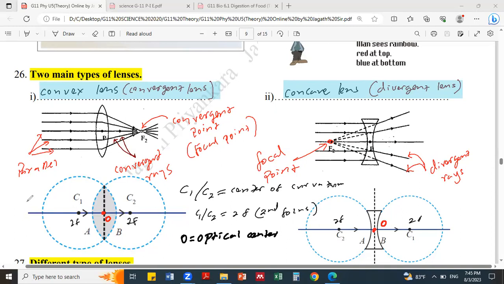And the line which joins C1 and C2, the centers of these two spheres, is known as the principal axis. Right? So these are the important points that you have to remember. Actually, students, the focal point will be half of this length. Half of this gap is known as what point? Focal point F. This is 2F, this is F. If you want, you can mark F. Half of this gap is known as F. F is called the focal point or principal focus. Okay. Done.